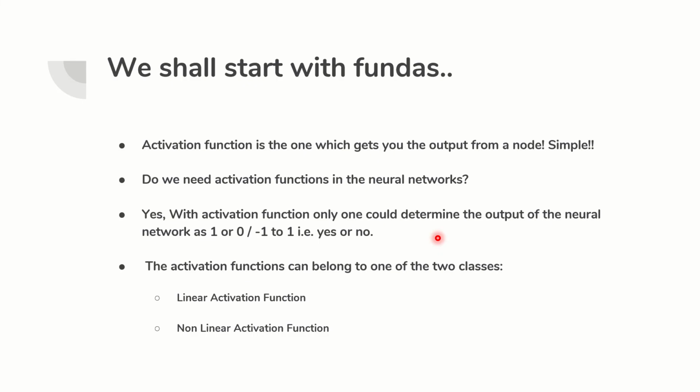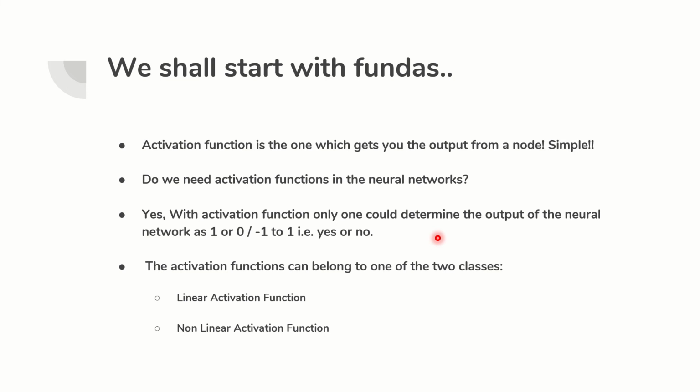Right. We'll start with the fundamentals as usual. What is an activation function? Very simple. It is going to help you in getting an output from a node. That's all. Do we need an activation function? Yes, it is mandatorily needed. With the activation function only, one can determine if the output of a particular neural network is 1 or 0, -1 or 1, that is yes or no. To determine what the output can be, we need to go with an activation function.